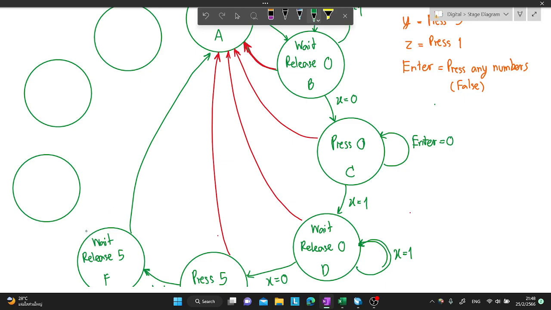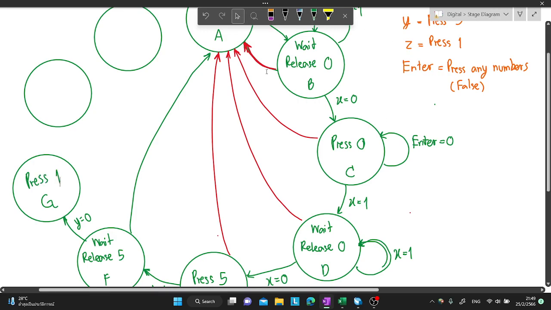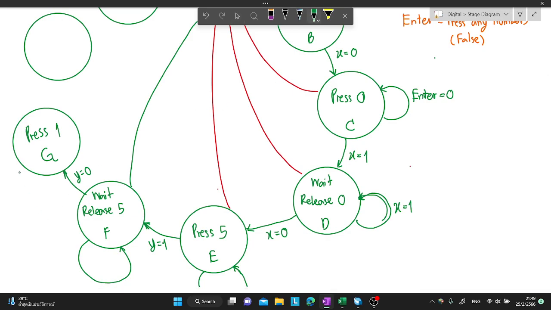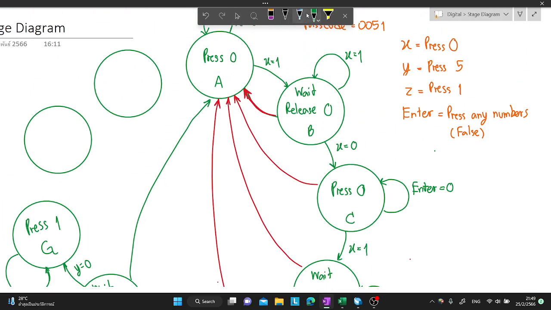The next one is, after the release of switch 5, which is Y is 0, it goes to the next state, which is state G. The state G is press 1. The state will not go anywhere if I don't do anything to it, which is enter is 0. And if I press the wrong digit again, it goes to A, like another state.